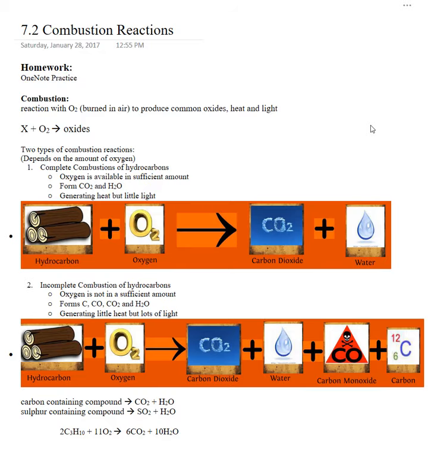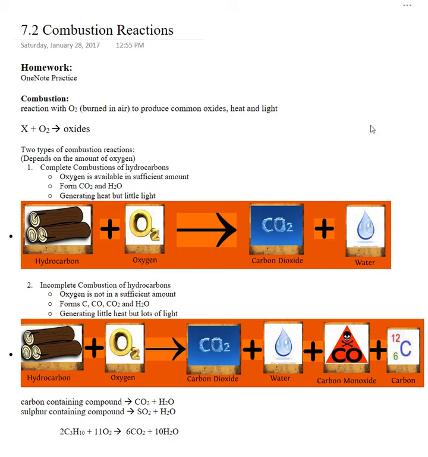The first type of reaction that we'll look at is a combustion reaction. And a combustion reaction is the reaction with oxygen, O2, to produce common oxides, heat, and light. Another way of saying that it's a reaction with oxygen is to say that it is burned in air. And the reason why that's a reaction with oxygen is because there's a high concentration of oxygen in the air available for combustion.